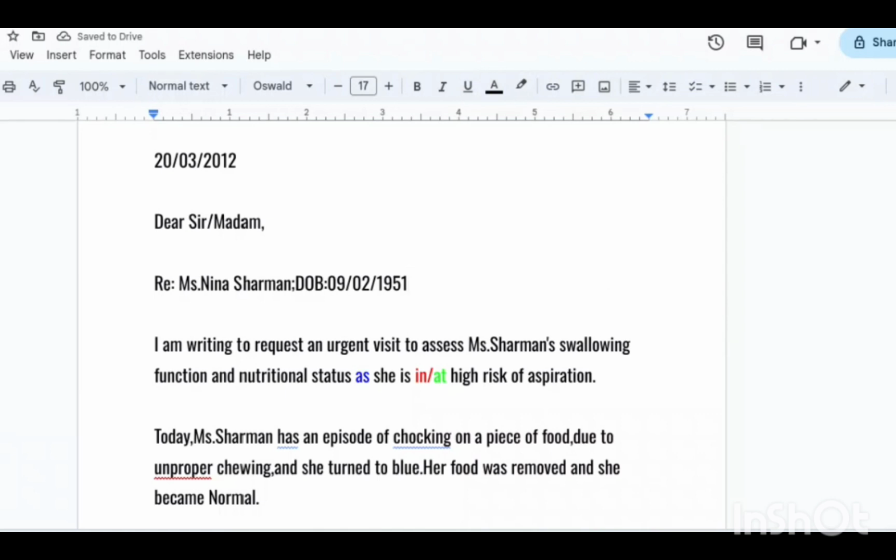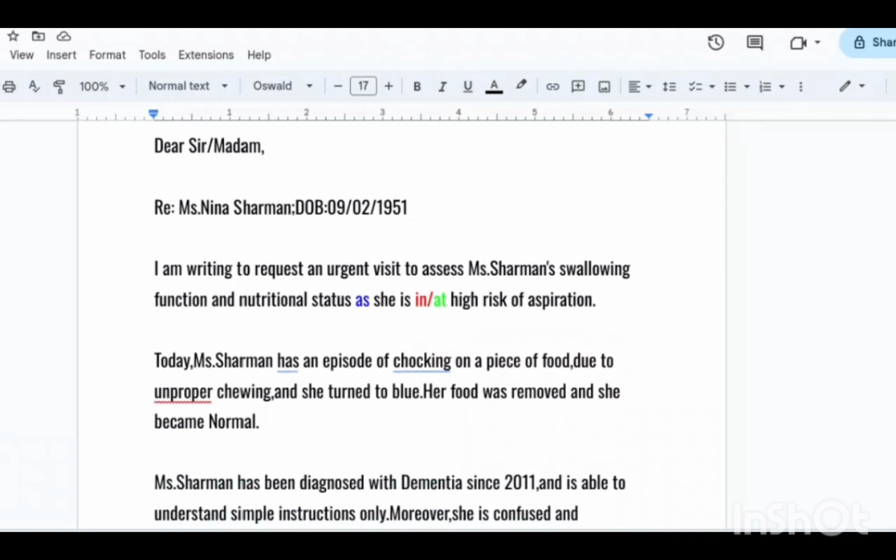Okay, so today Miss Sherman has an episode of choking on a piece of food due to improper chewing, and she turned blue and her food was removed and she became normal. So we already explained while we were discussing the case note what we are going to discuss in the first paragraph. So in that case, you have to go back to the case note and your idea is okay. That means we decided to talk about the immediate incident of that patient, which needs to be a little bit more detailed.